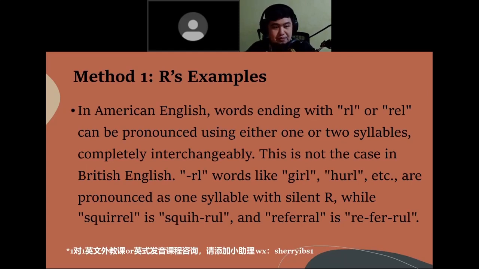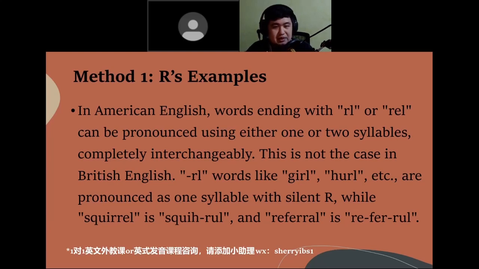Examples. This is very important. In American English, words ending with RL or REL can be pronounced using either one or two syllables completely interchangeably. This is not the case in British English. Okay, RL words like girl, hurl, etc. are pronounced as one syllable with silent R.